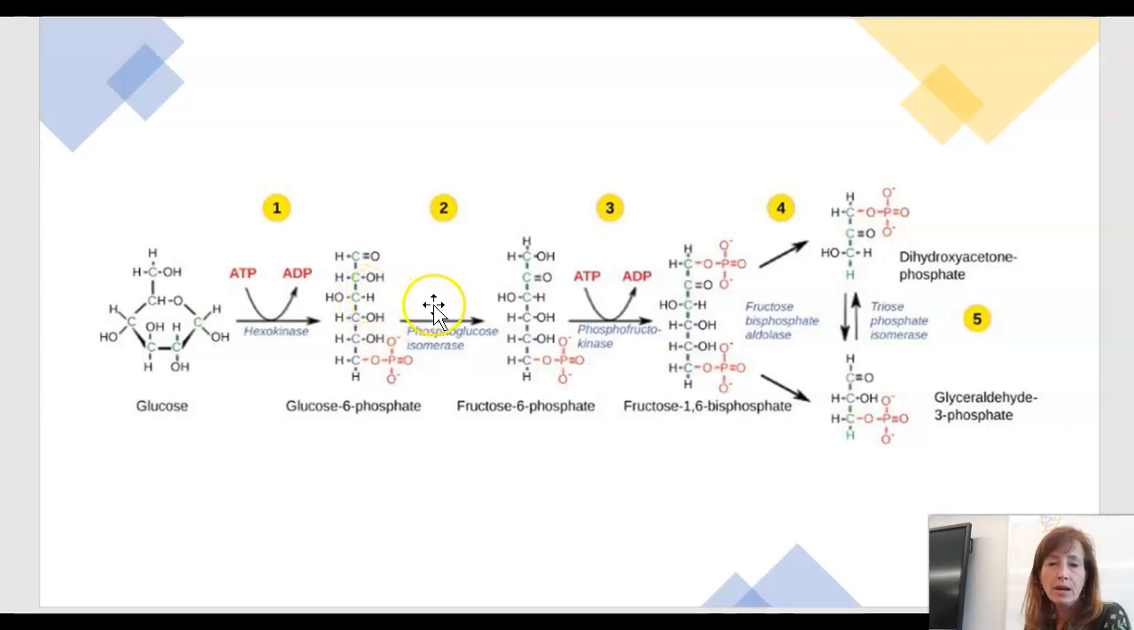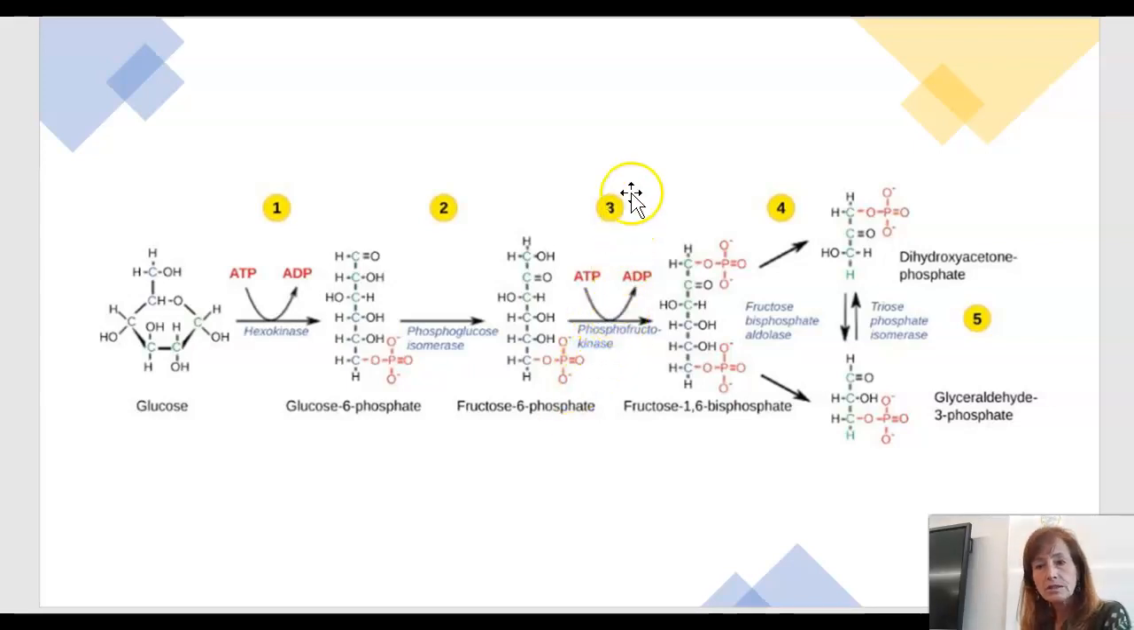Now the second step of the reaction, we have a new enzyme. This enzyme is called an isomerase. So if you remember what isomers are, they're basically just a rearrangement of a molecule into a different form. So glucose 6-phosphate, in other words, it has the phosphate on the 6th carbon, is rearranged, still has phosphate on the 6th carbon, but now it's in the form of fructose. So that isomerase enzyme helps to rearrange this from glucose to fructose 6-phosphate.